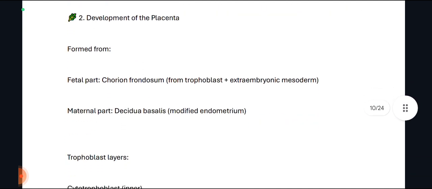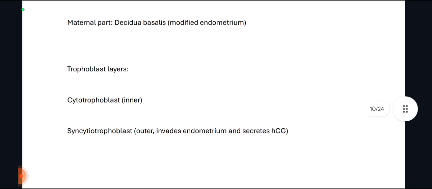Now, the development of placenta. Placenta has got two parts, the fetal part and the maternal part. The fetal part develops from chorionic frondosum, which is a combinational development from trophoblast and extraembryonic mesoderm. The maternal part is formed from decidua basalis, which is the modified endometrium of the uterus.